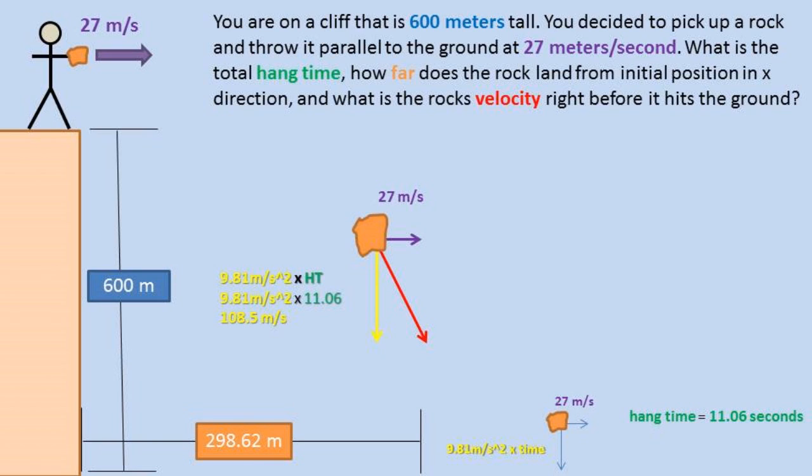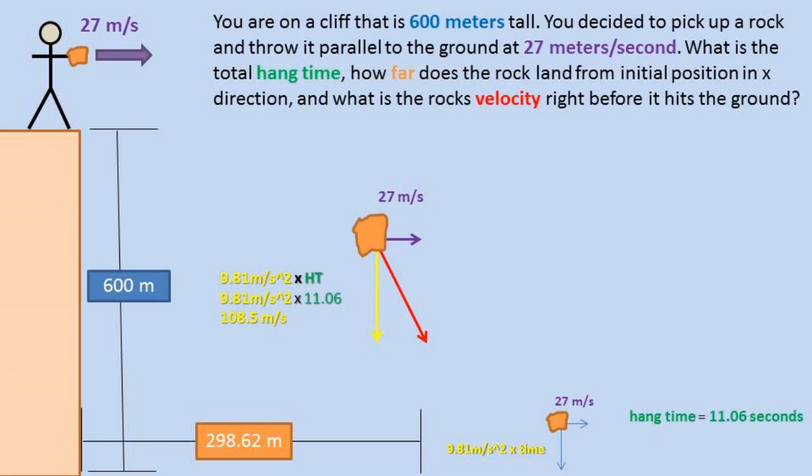Finally, to find the velocity right before the rock hits the ground, we first need to find the velocity in the y direction. In order to do so, we can plug the hang time into the equation for velocity in the y direction of 9.81 meters per second times hang time. We get 108.5 meters per second in the y direction.